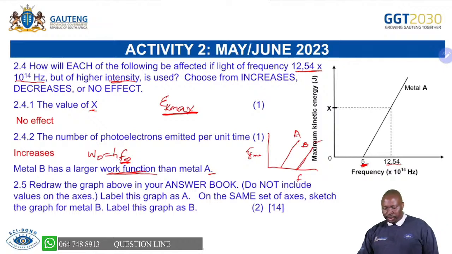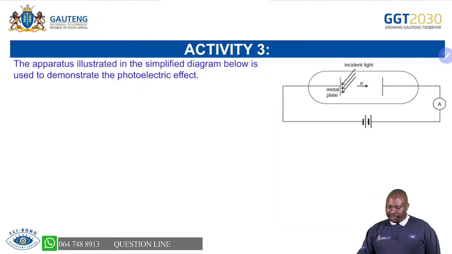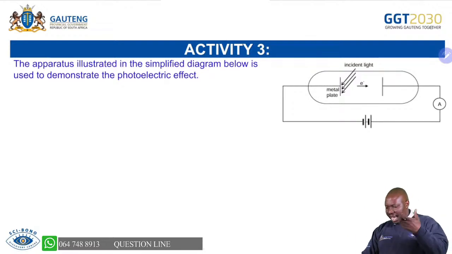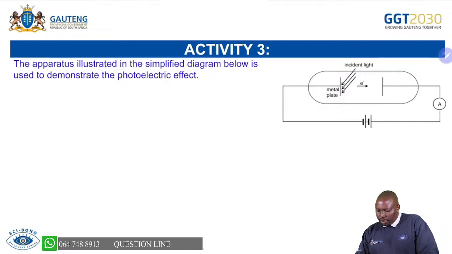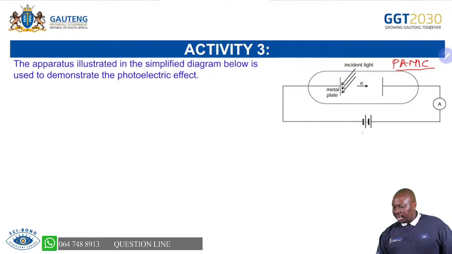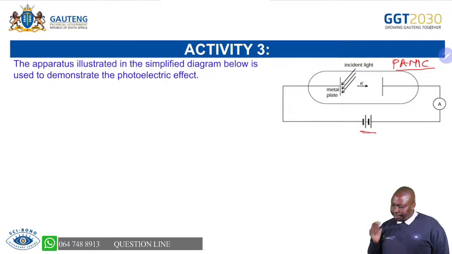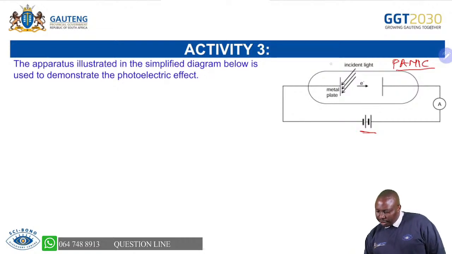Now, let's look at another question, activity 3, another question paper. Remember when I started, I indicated that there are experiments that we deal with here, and I want to say, don't panic when you're dealing with this type of question where we have a direct current source here in the experiment. What does this mean? It means that we have a cathode here and the cathode, and the positive one is the anode.